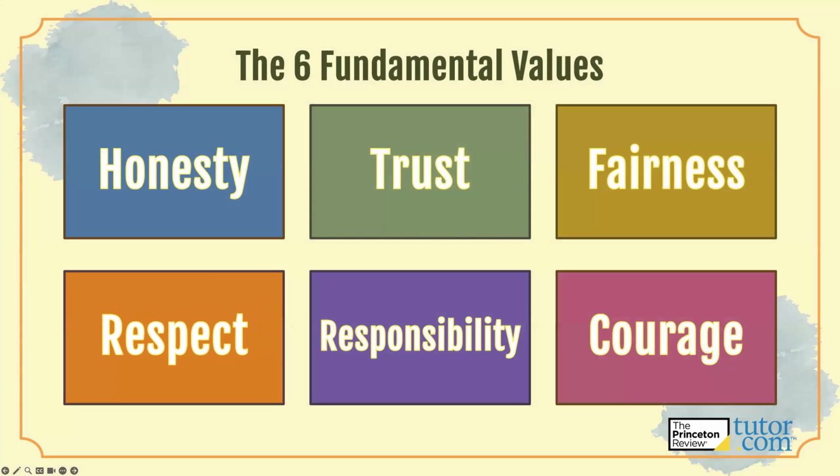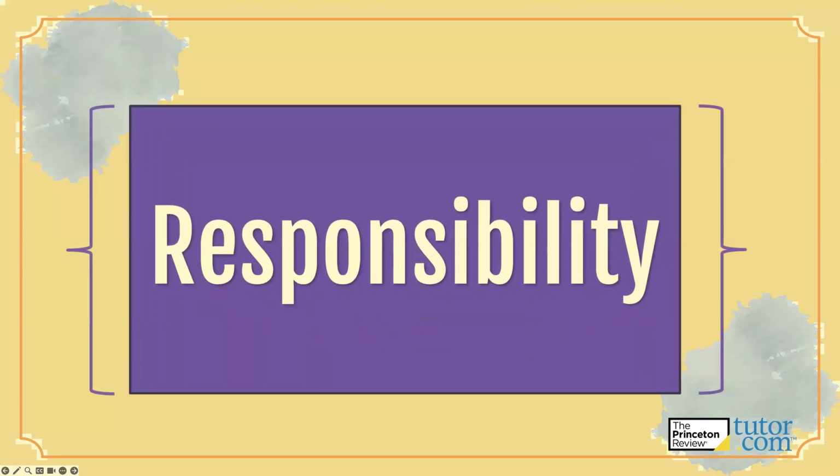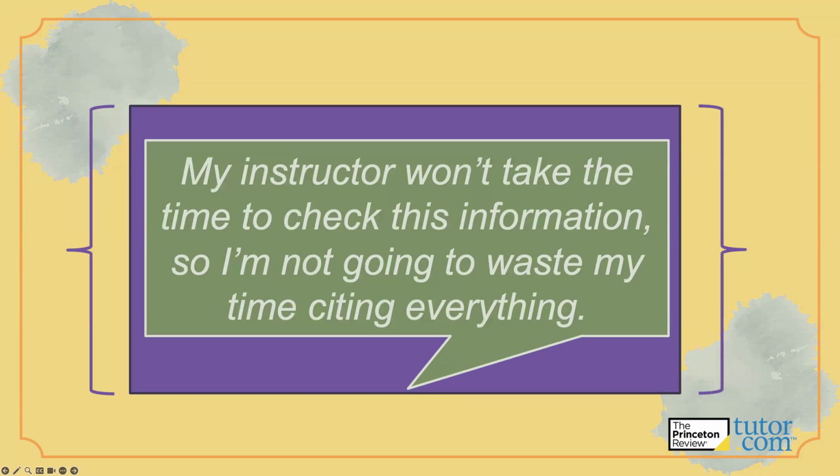The next one is responsibility. Ways to demonstrate responsibility in an academic environment are to hold yourself accountable for your actions, engage with others in difficult conversations, know and follow institutional rules and conduct codes, create, understand, and respect personal boundaries, follow through with tasks and expectations, and always model good behavior. The unethical scholar will say something like, my instructor won't take the time to check this information, so I'm not going to waste my time citing everything.